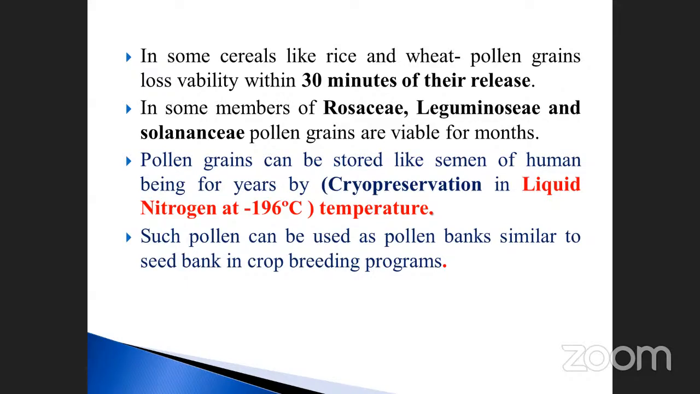Cryopreservation: listen here, minus 196 degrees Celsius. Which liquid? Liquid nitrogen. It gives you minus 196 degrees Celsius temperature. At this temperature, most of the pollen grains as well as the human egg and sperm are stored in the laboratory or hospital or whatever it may be. Such pollen can be used for a pollen bank, similar to a seed bank, in crop breeding programs. This is very, very important. Just note these two things down.